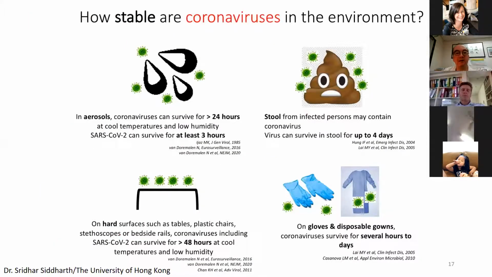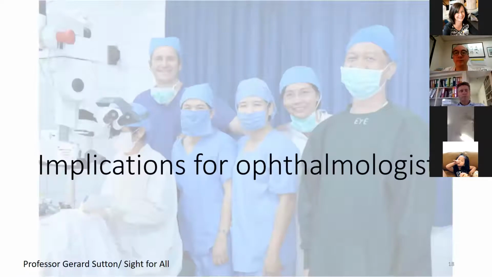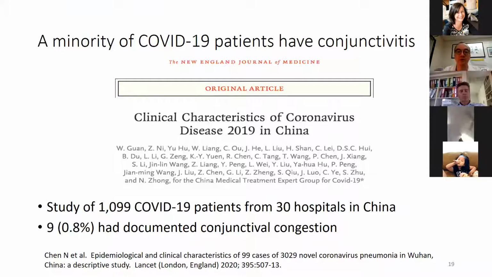The virus is sensitive to ultraviolet light, heat, and 75% ethanol. The virus can live for hours on shiny surfaces and up to 5 days under certain conditions. So next I'll talk about the implications for ophthalmologists.